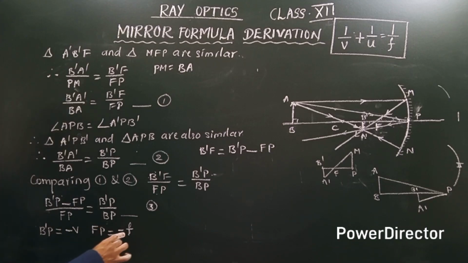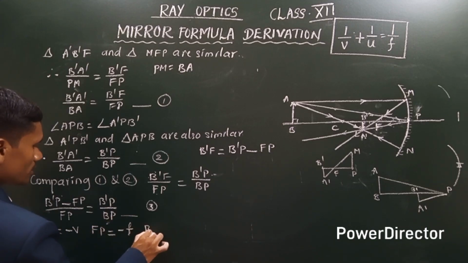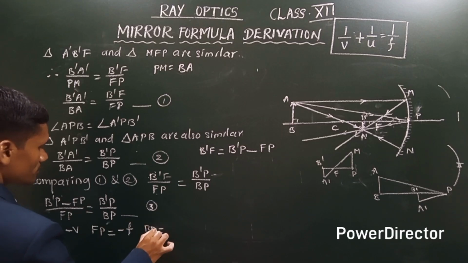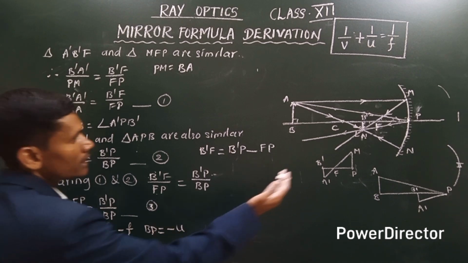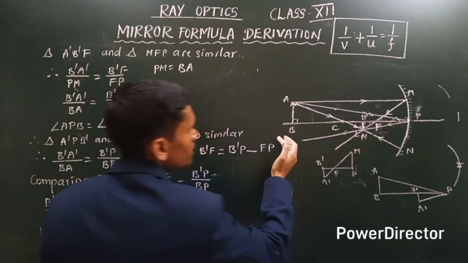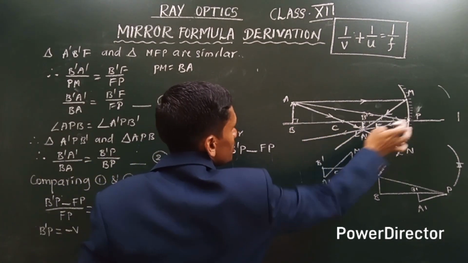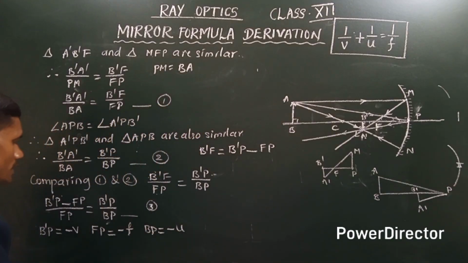Next, what is remaining? One more, that is BP. BP is the object distance, denoted by U, and it is taken in the negative direction. That is why it is minus u. From there to here we are measuring BP, that is the object distance, right? Now substituting these values in equation 3.